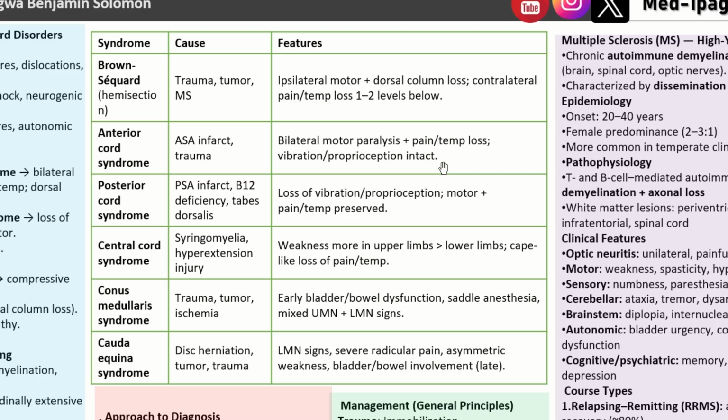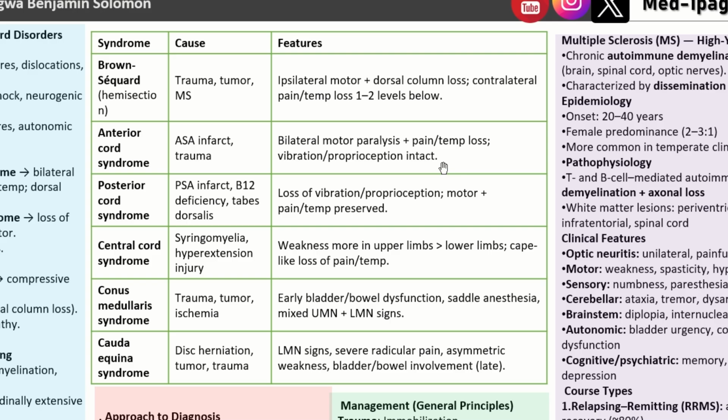So this happens when we have a hemisection, or when we have something that cuts the cord only halfway, and this is going to be caused by things like trauma. Maybe someone is stabbed with a knife in the back, and the spinal cord is transected halfway. So what's going to happen is that we are going to have ipsilateral motor loss, because remember we said the motor nerves do not decussate. So we're going to have ipsilateral motor loss and dorsal column loss, because these are not going to decussate. So we have loss of motor function on the same side as the lesion, as well as loss of proprioception, vibration, and fine touch on the same side.